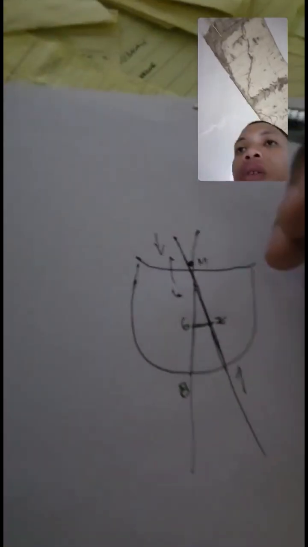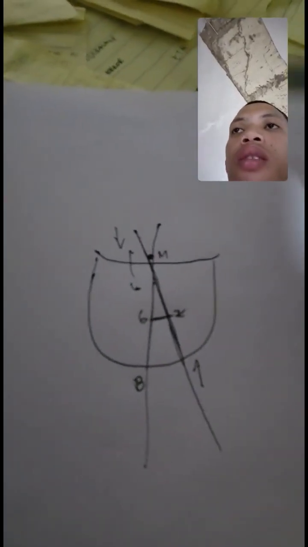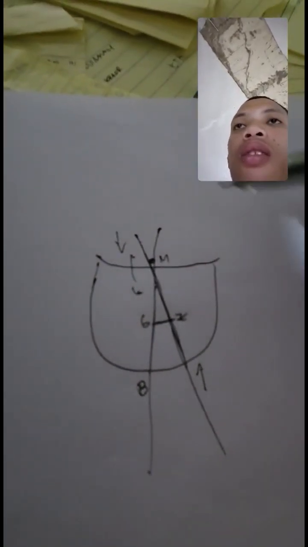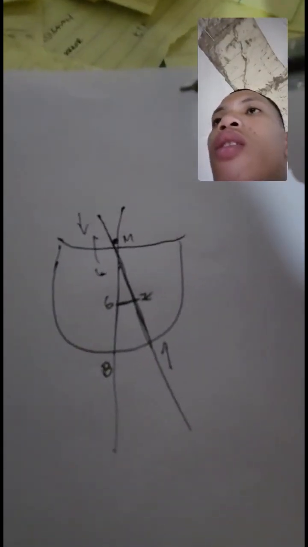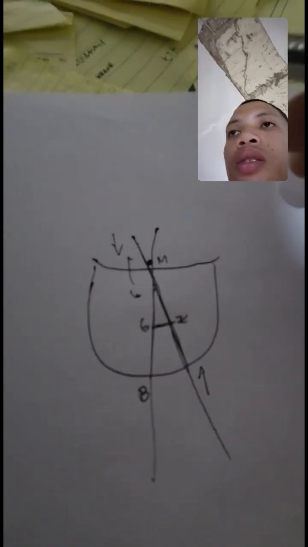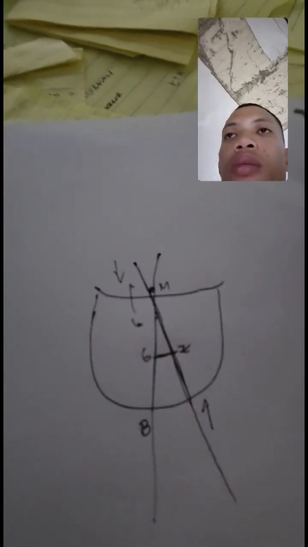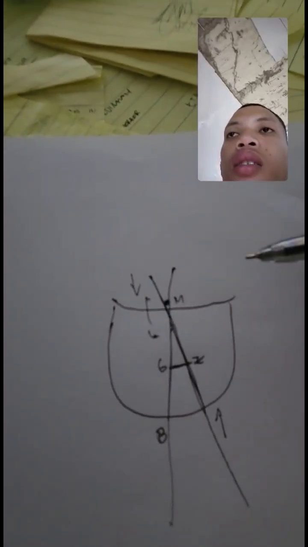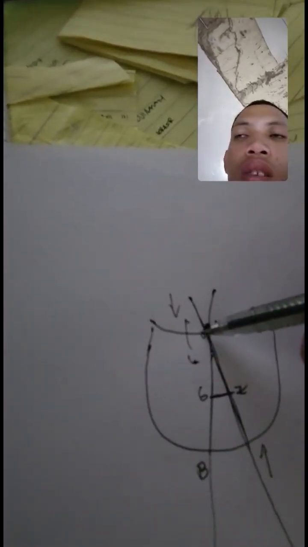Another one is neutral equilibrium. This will happen when the center of gravity coincides with the point of the metacenter, so GM is 0. When heeled, it will remain at the inclination until an internal force is exerted to return it to its original position. So when we say neutral equilibrium, the center of gravity coincides with the point of the metacenter here.